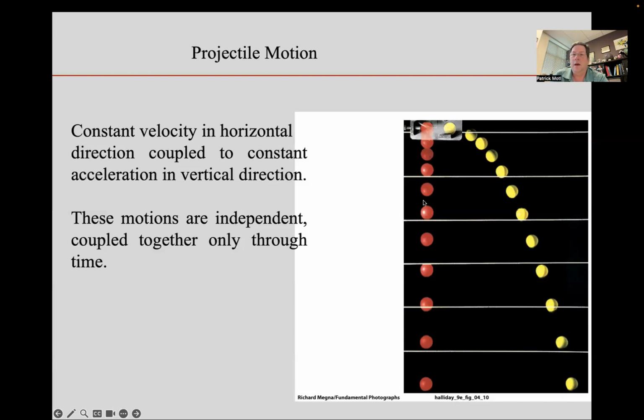So we have acceleration in one dimension, uniform translation in the perpendicular direction. Those two have nothing to do with one another. The red ball and the yellow ball are both falling the same way. The only thing that is different is that there is a horizontal velocity for the yellow ball.